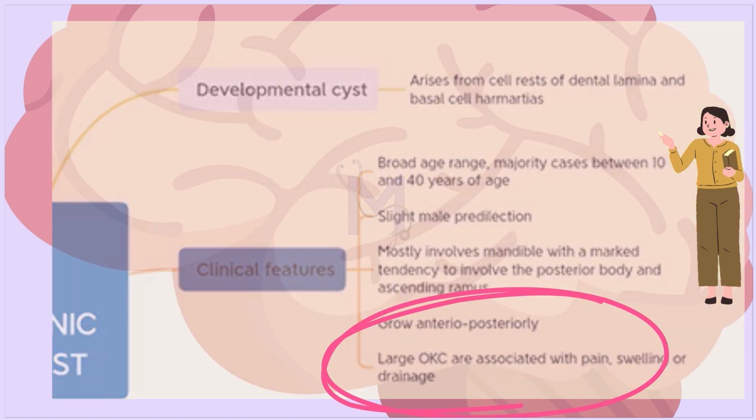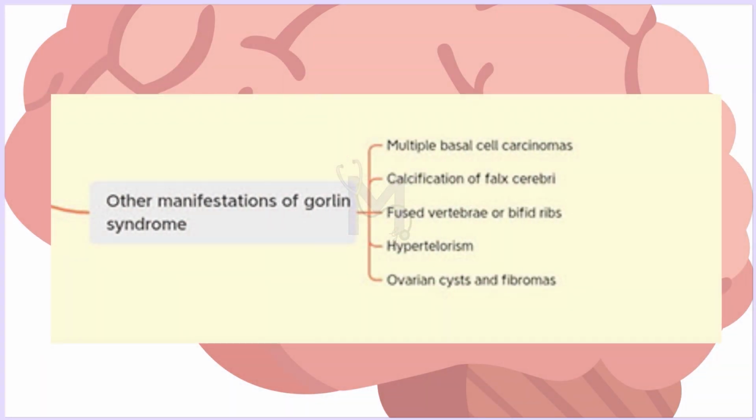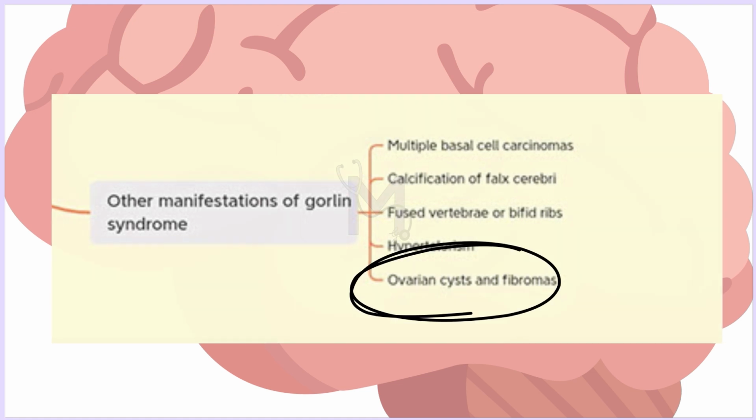Odontogenic keratocyst is one of the manifestations of Gorlin syndrome. Other manifestations of this syndrome are multiple basal cell carcinomas, calcification of falx cerebri, fused vertebrae or bifid ribs, hypertelorism, and ovarian cysts and fibromas.